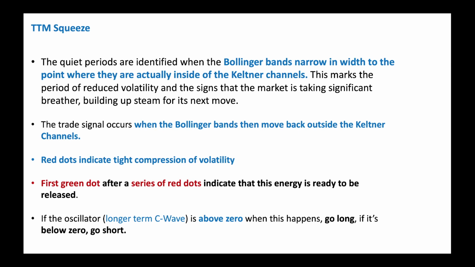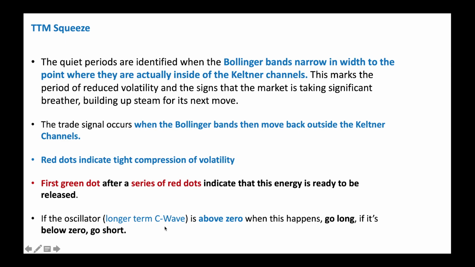Be careful. Look for the next green dot here. That tells you which side energy might get released. So the first green dot after a series of red dots indicates that energy is ready to be released. That tells you something is going to happen at this point. This stock is not going to stay in the trading range anymore. So that's the indication for you. The first green dot is the signal. So if the oscillator, typically we look at a longer term wave.